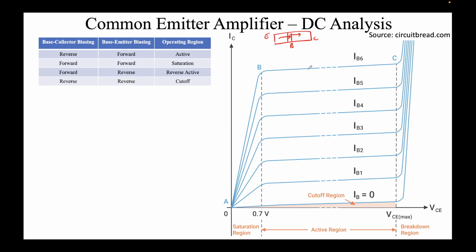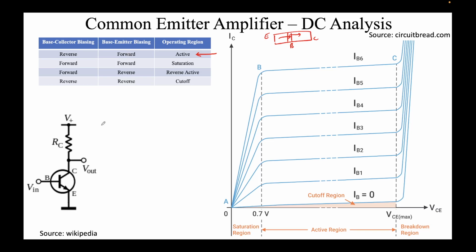A decent, constant amount of current which does not change much. So this is the active region that is required for an amplifier: the base-emitter should be forward biased, and the base-collector should be reverse biased. Now this is again a simplistic diagram of the same BJT.